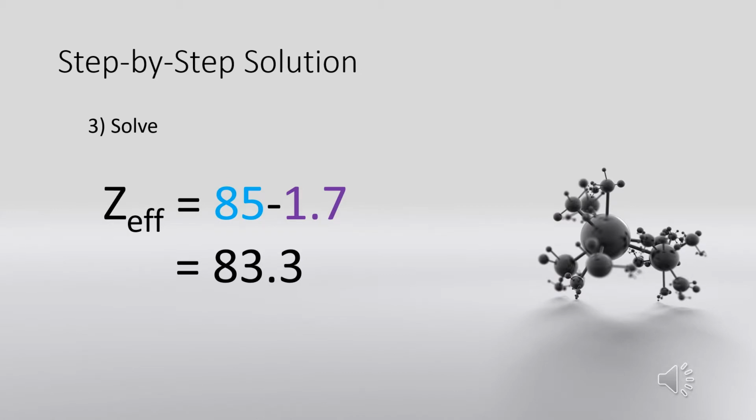The final step is step 3, and that is to solve. After you have compiled all this information and recorded your data, you just plug it into the equation. So Z_eff is equal to 85 minus 1.7, and that comes out to be 83.3.